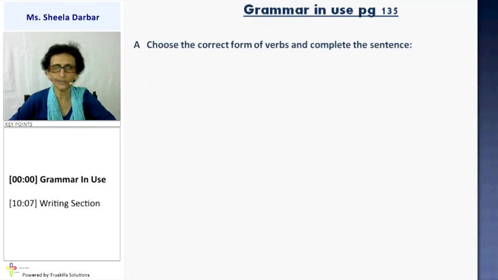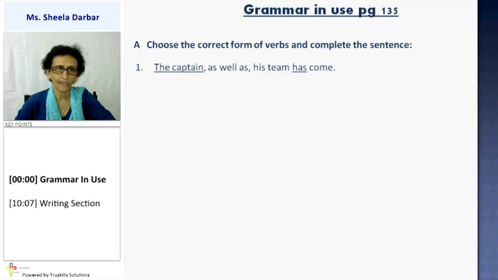Grammar in use, page 135. A. Choose the correct form of verbs and complete the sentence. First one, the captain as well as his team has come. I'll give you one more sentence and then show you the association. The minister along with his supporters is here.